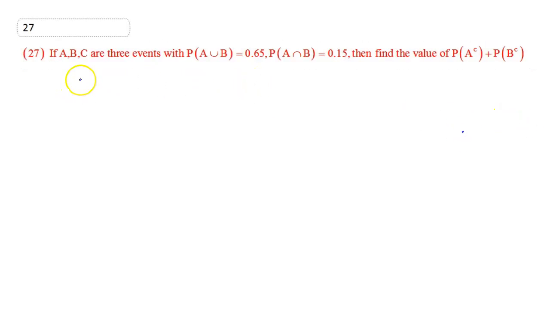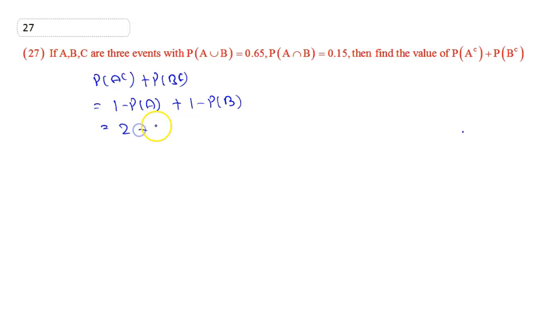So here P of A union B is given. He is asking P of A complement plus P of B complement. P of A union B is given, P of A intersection B is given. So here P of A complement is nothing but 1 minus P of A, plus P of B complement is nothing but 1 minus P of B. That is equal to 1 plus 1, 2 minus of P of A plus P of B.